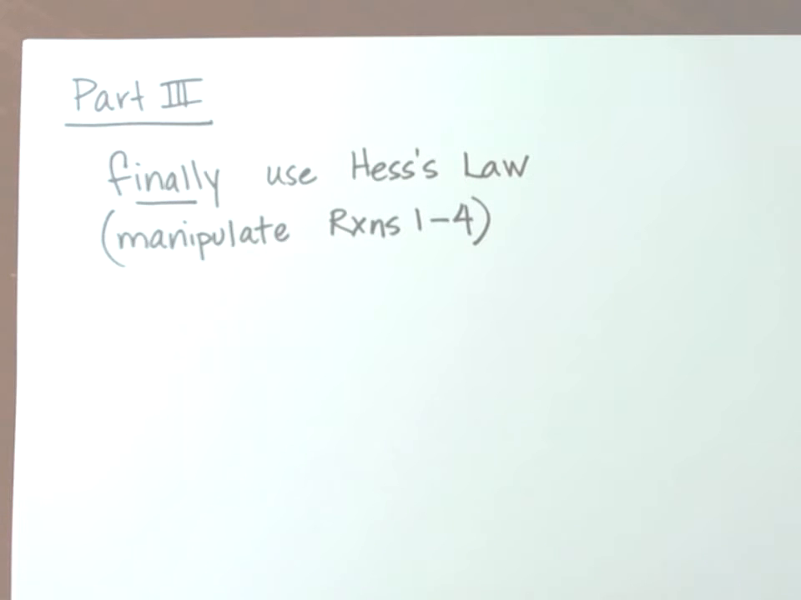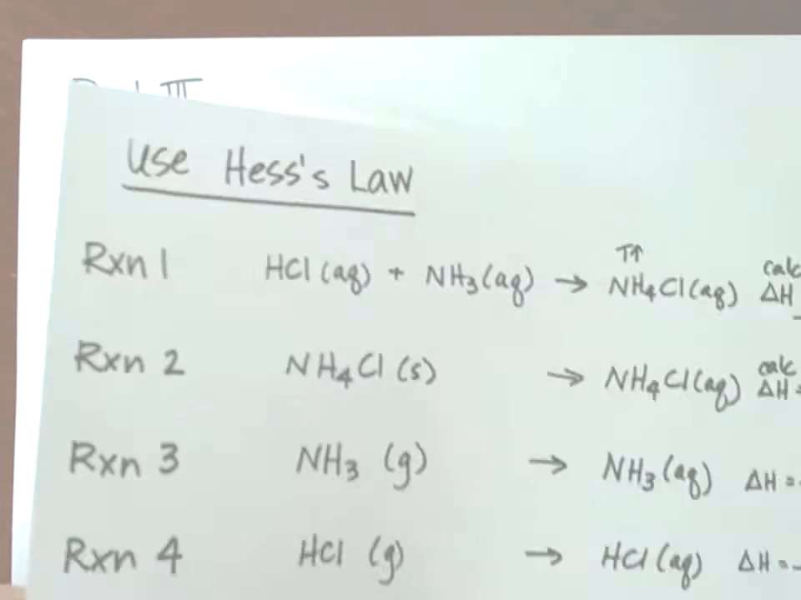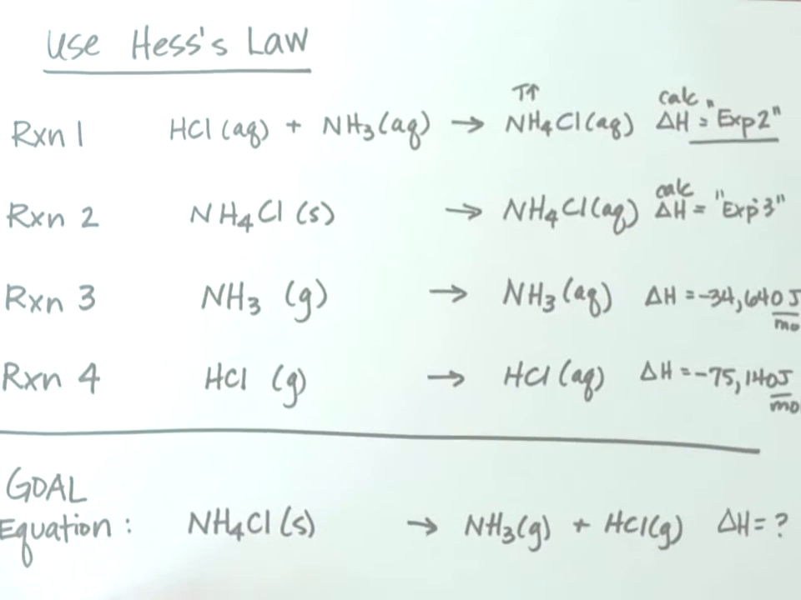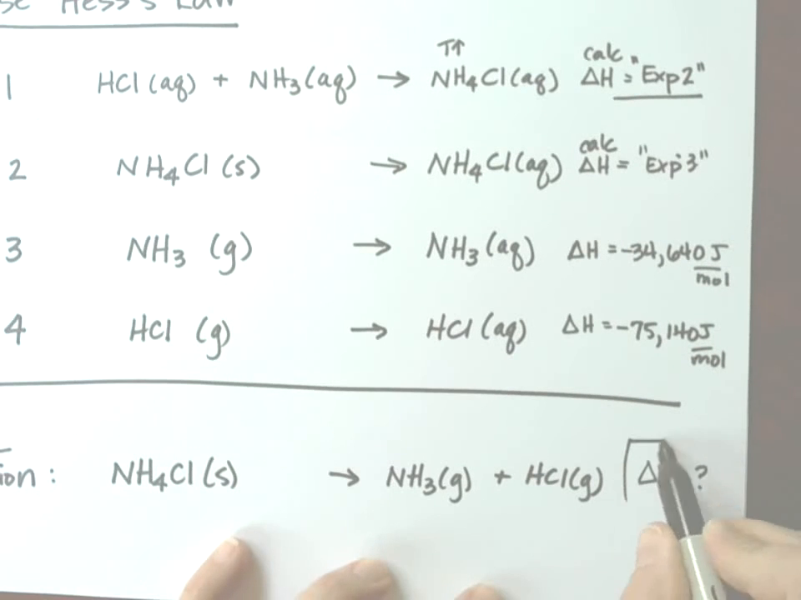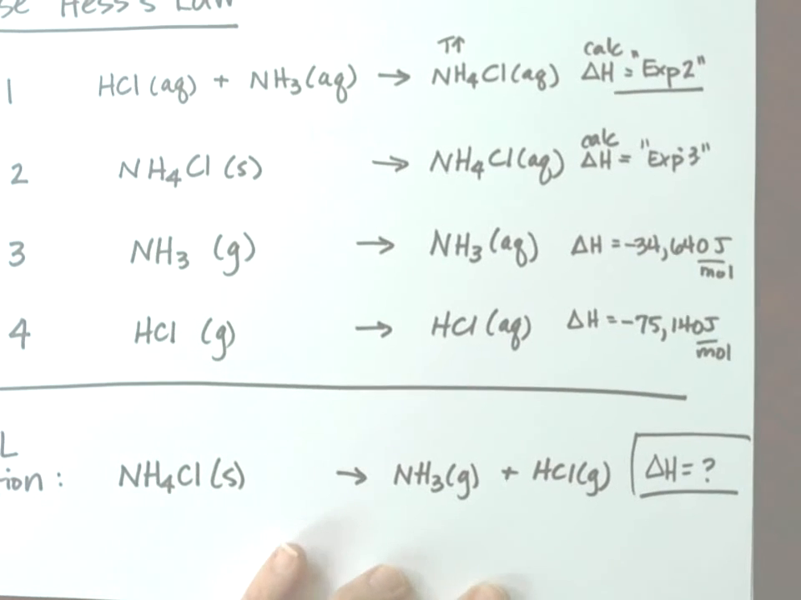Again, this is part 3 of the lab report, and this is where you'll finally be able to use Hess's law, manipulate those reactions 1 through 4, and eventually calculate your delta H. So just try to show your work. You might say something like, okay, I kept reaction 1 like it was, I flipped reaction number 2, I kept 3, I kept 4. Whatever you decide to do, just give some details on how you utilized Hess's law, and then of course report your final delta H value.